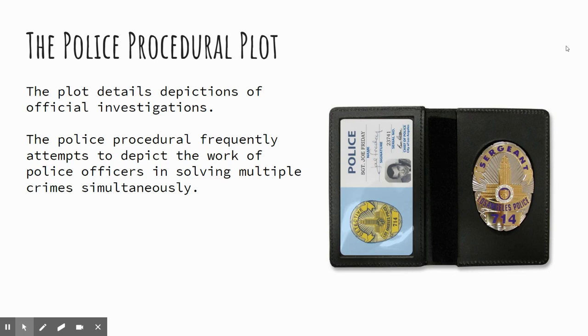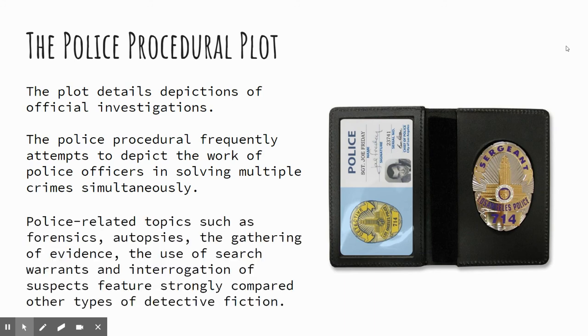And they will deal with two or three crimes. Sometimes those crimes might overlap, but a lot of times they're dealing with them simultaneously. But it's the cops. It's not an amateur detective. It's not a private detective. It's the cops doing all of the work. They will oftentimes deal with police-related topics: forensics, autopsies, getting search warrants. They will try to do things by the book much more often than the hard-boiled detective, and they will have a book to follow because they're professionals, as opposed to the amateur who is going to have to go to the cops to get help later on.